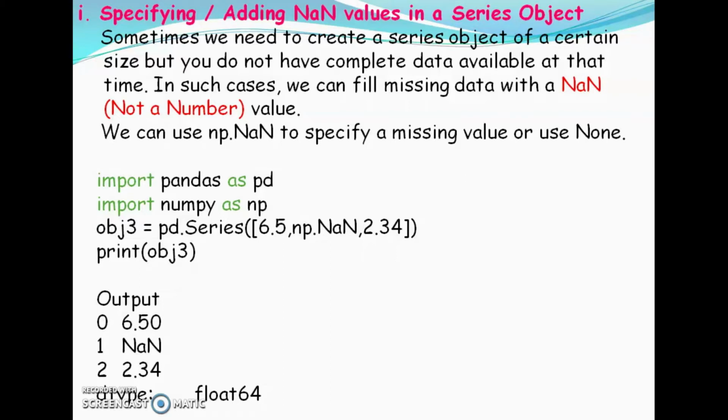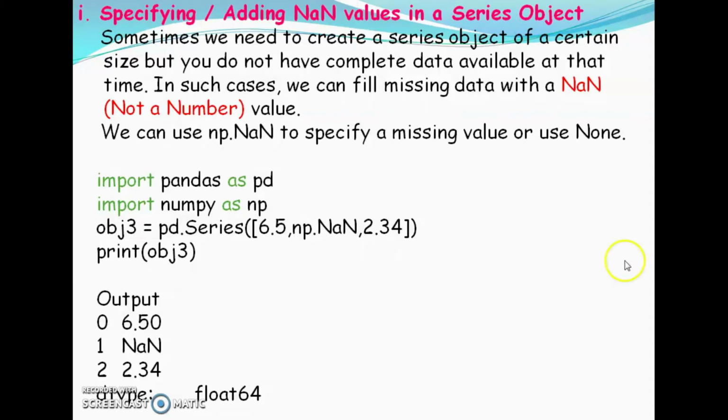NaN, not a number. Sometimes we need to create a series object of certain size, but you don't have complete data available at that time. In such cases, we can fill missing data with a NaN value, not a number value. We can use np.nan to specify a missing value or use None. These two values we can use, either np.nan or None, for specifying a missing value.